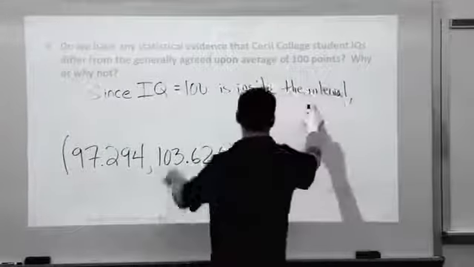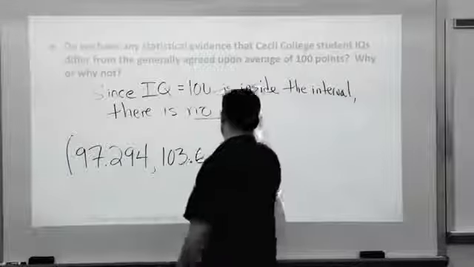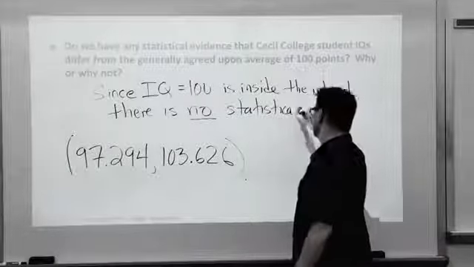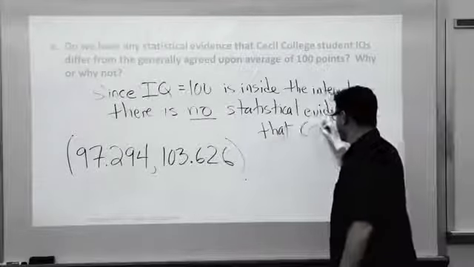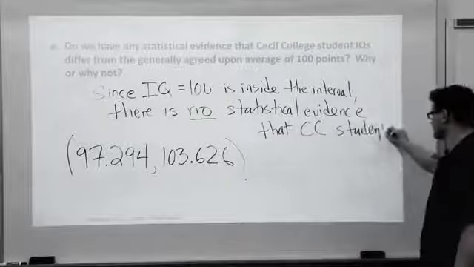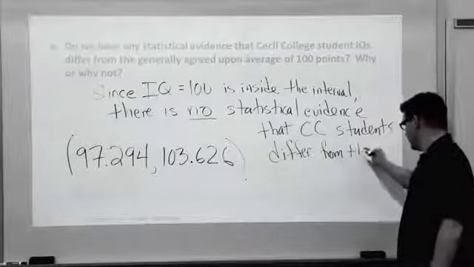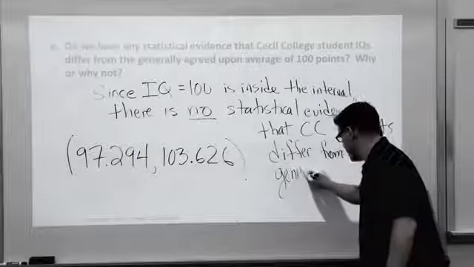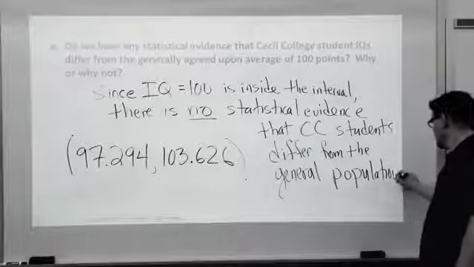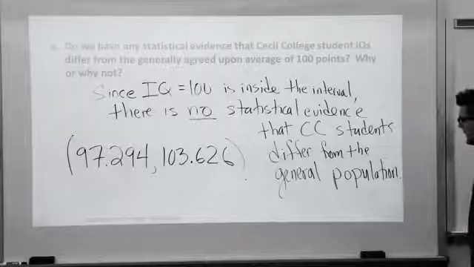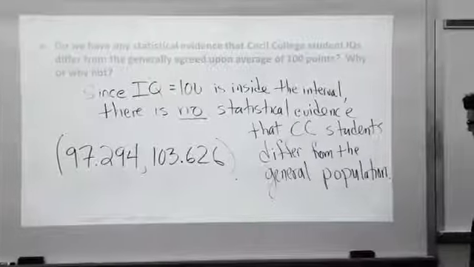Since IQ equals 100 is inside the interval, there is no statistical evidence that Cecil College students differ from the general population. No better, no worse. That makes sense to me, I think. Since the IQ equals 100 is inside the interval, there's no statistical evidence.